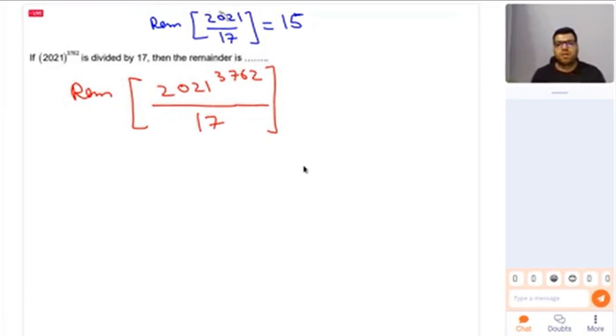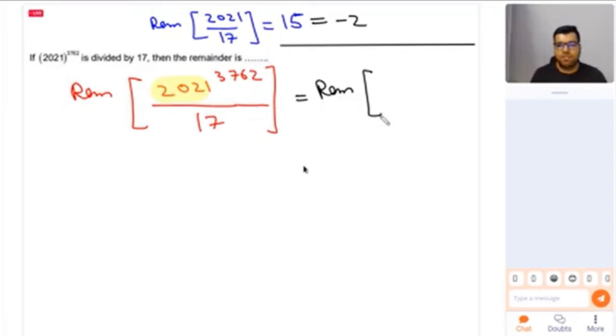Or you use a negative remainder, that this value is minus 2. When you divide 2021 by 17, you get the remainder 15. But instead of 15, I'm using the negative remainder minus 2 because it is a much smaller value. It will help us solve the question. So we replace 2021 with its remainder with 17. This becomes remainder of minus 2 raised to power 3762 with 17.